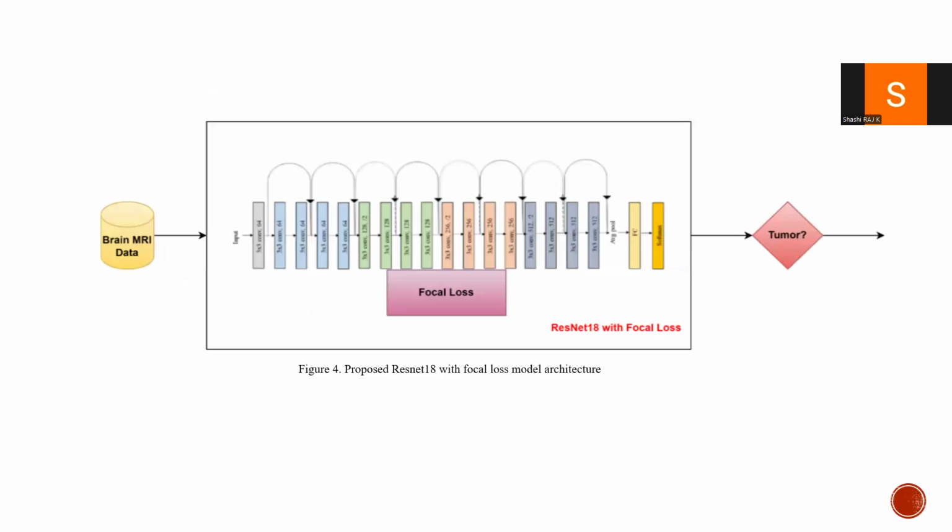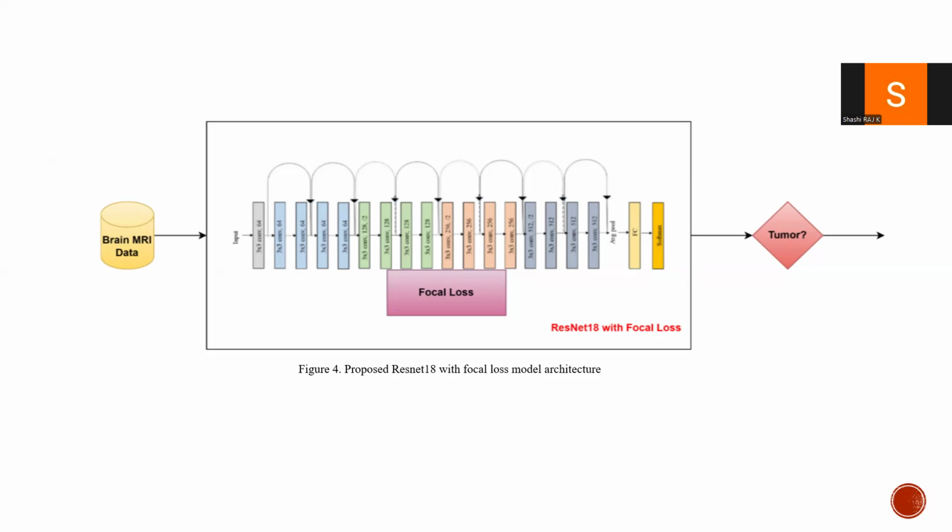Coming to this focal loss, in this picture you can see the proposed ResNet18 with focal loss model architecture. Here you can see the brain MRI data and the ResNet architecture with the focal loss. Based on this, we're going to get the tumor or non-tumor output. When implementing this ResNet18 for a classification task involving imbalanced classes, focal loss is integrated as the custom loss function during training. This strategic integration ensures that the model prioritizes learning from the minority class, thereby improving its discrimination and classification of rare or challenging examples.